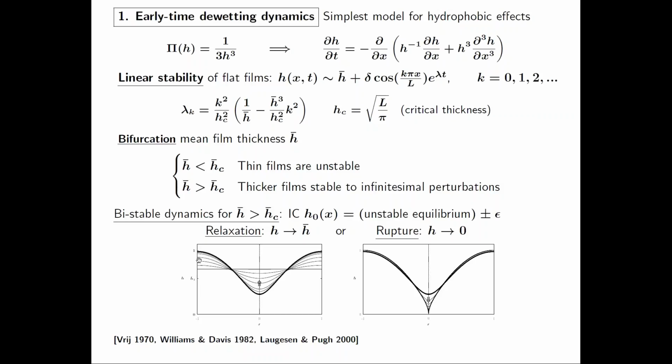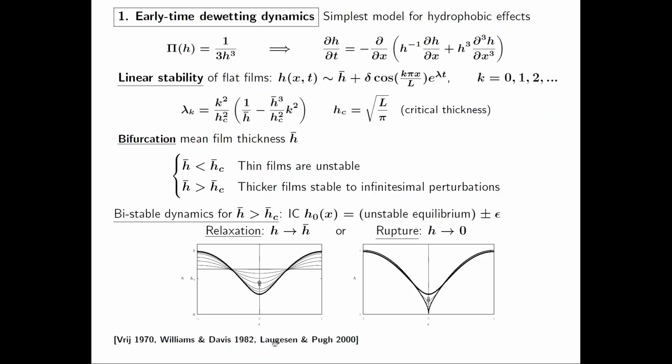It is an unstable equilibrium. It's spatially periodic, and if I perturb it slightly, adding plus epsilon to that and using that as an initial condition in a PDE simulation, I'll see that the unstable initial condition will relax towards a stable flat film. But if I take that same initial condition and perturb it in the opposite way, subtracting epsilon everywhere, then instead of relaxing to the stable flat film, it will actually rupture in finite time.